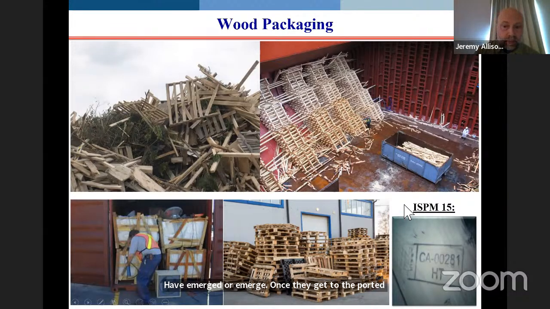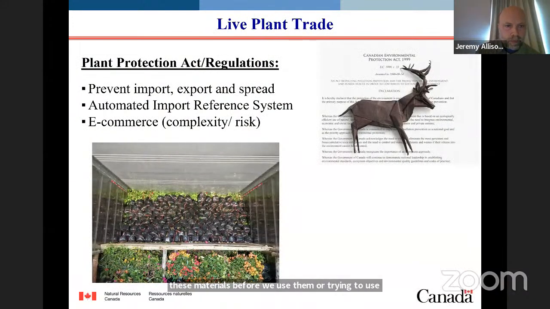In response to this pathway, ISPM 15 has been developed, and this is the idea that we're trying to reduce the propagule pressure in this pathway, treating these materials before we use them, or trying to use clean materials to pack for wood packaging. We've also enacted a series of regulations like the Plant Protection Act. We have an automated import reference system, AIRS, which is designed to try to reduce the risks associated with live plant trade.